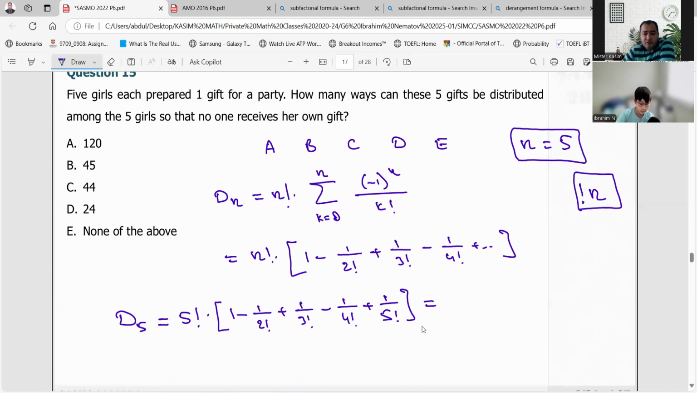What is 5 factorial? That's 120, right? Okay. So the first one is 120 minus 120 divided by 2, it is 60. Plus this one, 4 times 5, it is 20. Minus only 5 left, it is 5. Plus 1, right? So which is equal to 76. So that means that there are 76 different ways we can arrange these gifts so that nobody will receive her own gift.